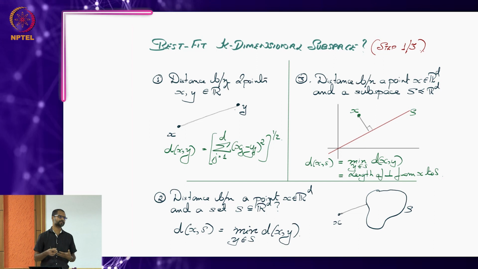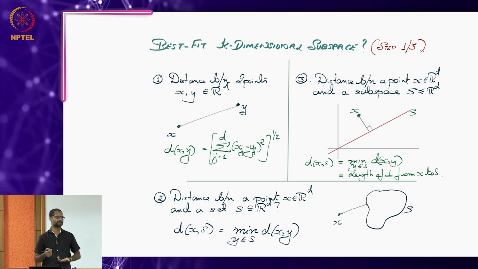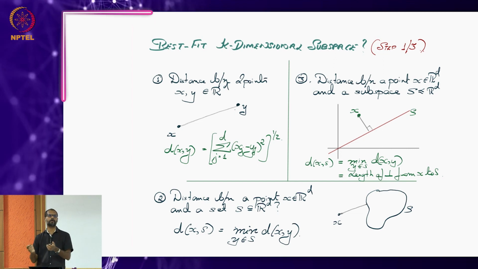Though I say formally, this is not correct. You should technically use what is known as an infimum, because if your set has open boundaries, then the minimum may not exist. Think about what is the distance between the origin and the open interval (1, 2).